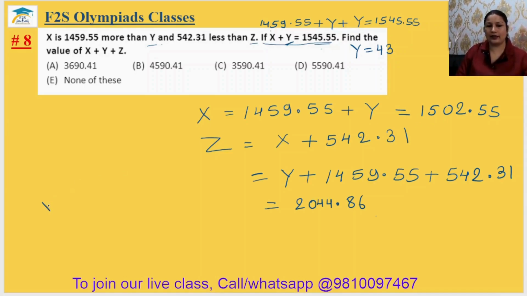So find X plus Y plus Z. To get the value of all three, what will you do? The value of X is 1502.55, plus Y is 43, and plus Z is 2044.86. So when you add all these, you will get 3590.41.